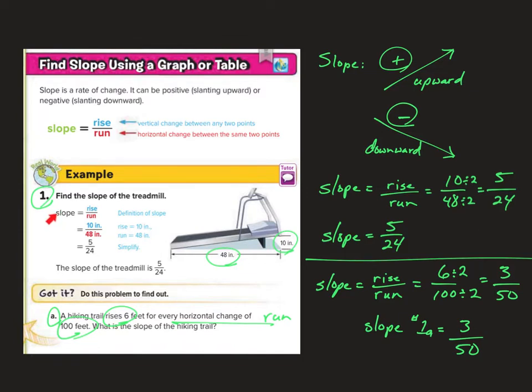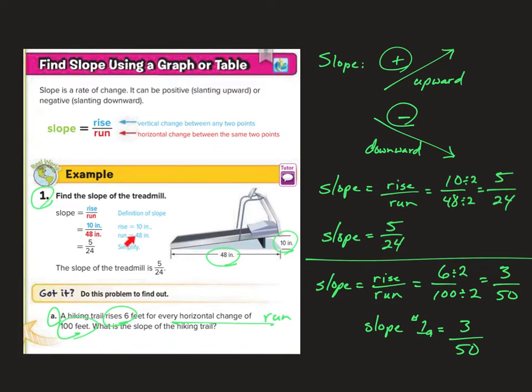We're going to try to find the slope of this treadmill. So our equation is slope is rise over run. We've got a rise of 10 and a run of 48. So our slope is 10 over 48. Now we have to simplify that as best we can, and we divide each of those values by 2, and we get 5 over 24. So our slope is 5 over 24.